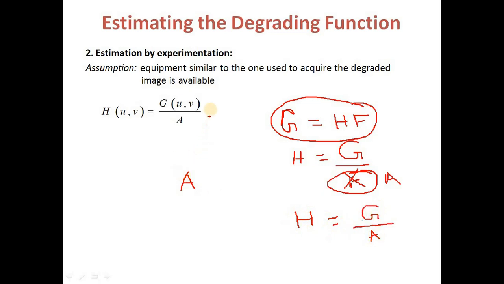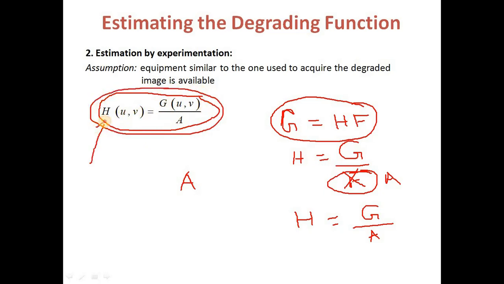So this is what we have written here. H of u comma v is simply G of u comma v divided by the impulse in the Fourier domain, which is a constant capital A. In this manner, we have been able to estimate the degradation function in the Fourier domain, that is capital H of u comma v, of the equipment which caused the degradation.